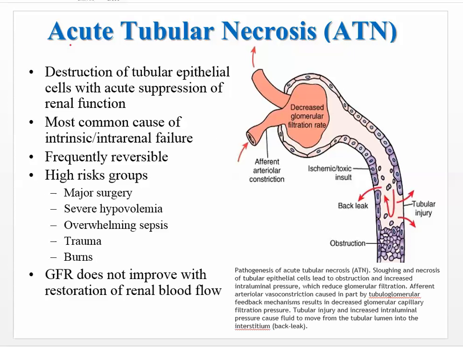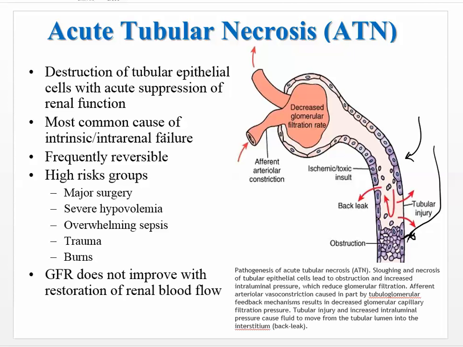So acute tubular necrosis: destruction of tubular epithelial cells with acute suppression of renal function, and we can see a picture of it right here. We see damage to the cells of the nephron tubule. In this case we have cells that are building up and actually causing an obstruction, which then can lead to even more problems, and that tubule may be lost forever.